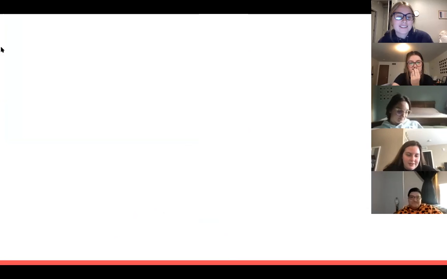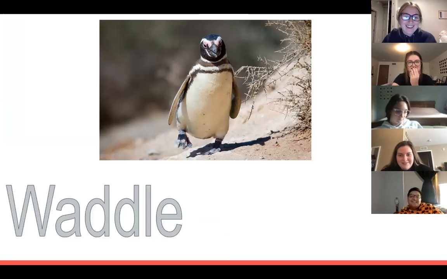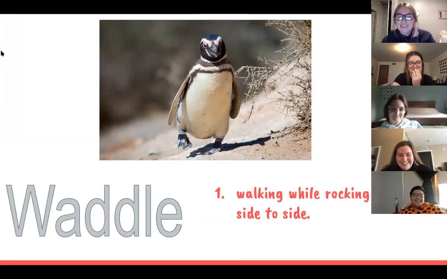Okay, here's our last word. So this is not the animal, but it's how the animal walks. So if you think you know, go ahead and say it. Is it waddle? It is waddle. So waddle is to walk while rocking from side to side.